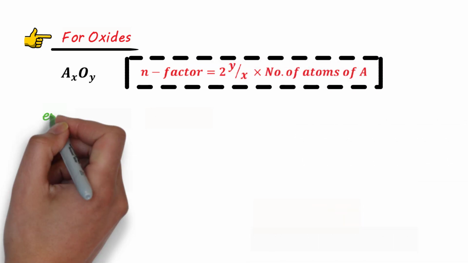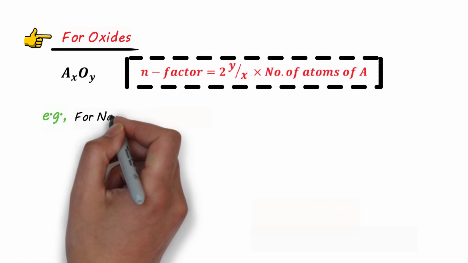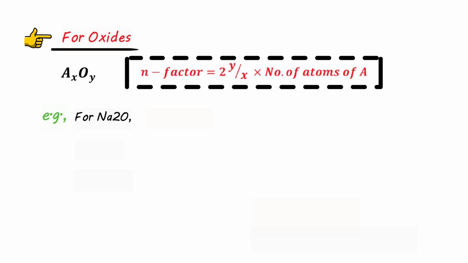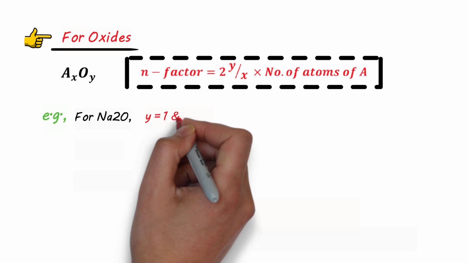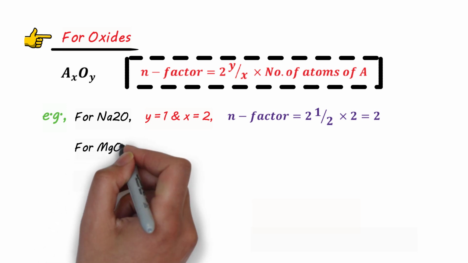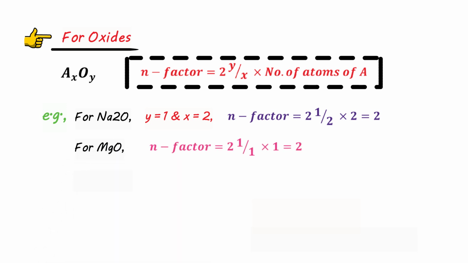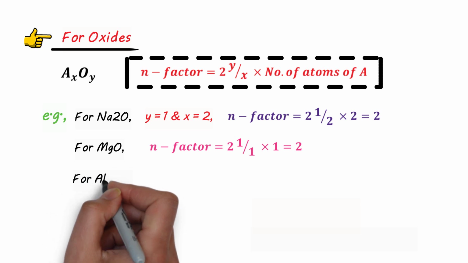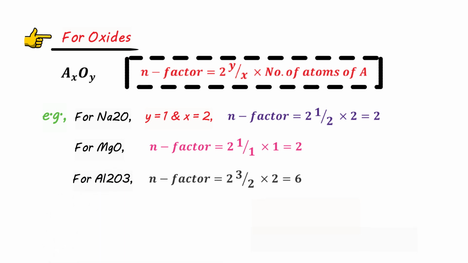For example, in case of sodium oxide, as there are 2 sodium ions and there is 1 oxygen only, so y will be equal to 1 and x will be equal to 2. Therefore, N factor will be equal to 2 into 1 by 2 multiplied by 2. That's equal to 2 as per the formula. Similarly, for magnesium oxide, N factor is calculated to be 2. In the same way, for aluminum oxide, N factor has been found to be 6.